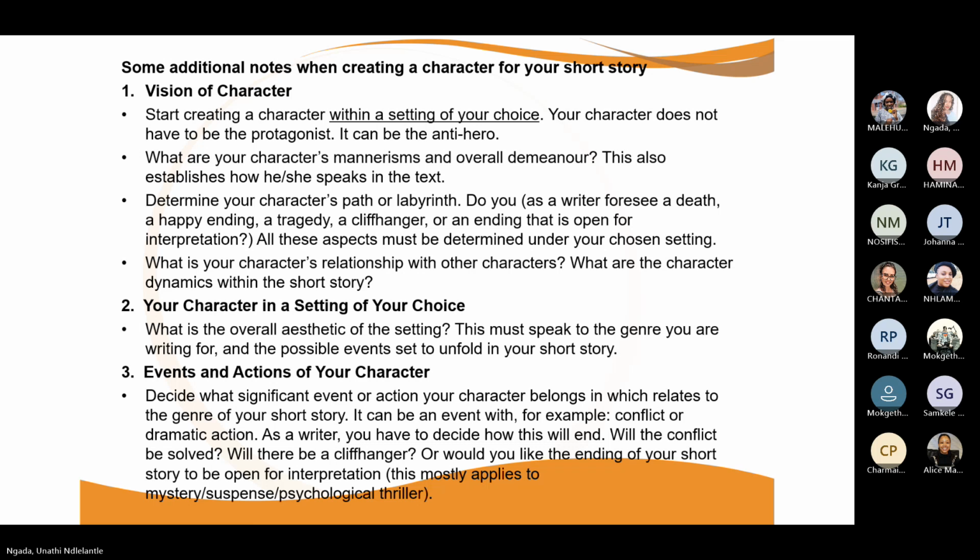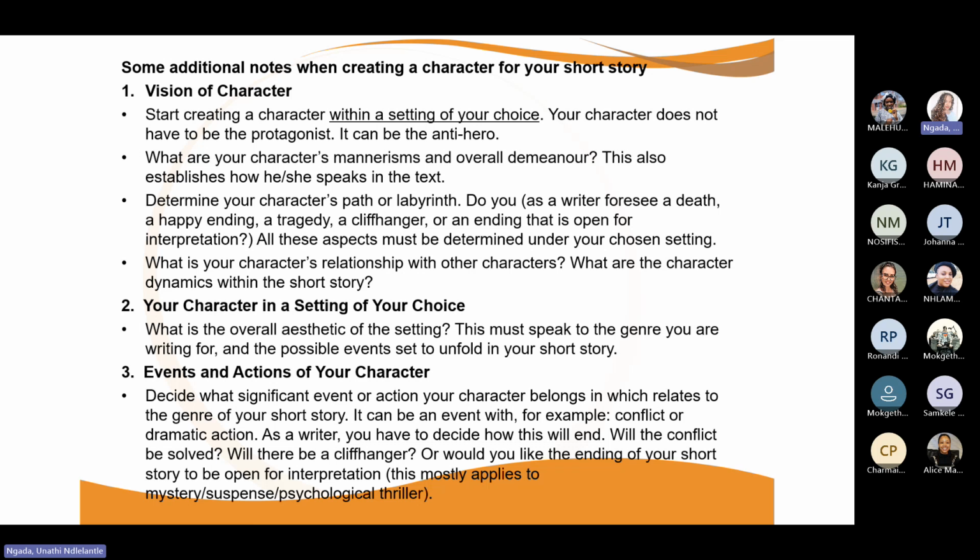So when it comes to editing a short story, there are some things that you need to keep in mind. The first thing is that you need to have a very clear vision of your characters. So you need to start a character within a setting of your choice. Notice how in the beginning I said that you have to be very, very careful in which setting you choose. Your character here doesn't really have to be a protagonist. It can also be an anti-hero.